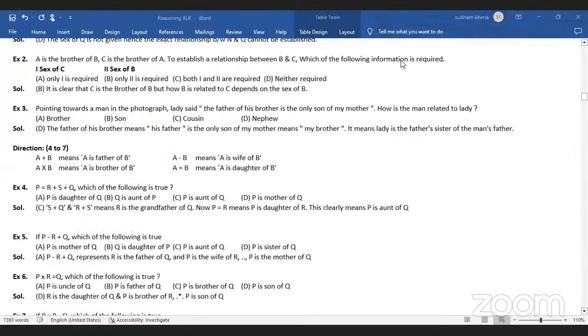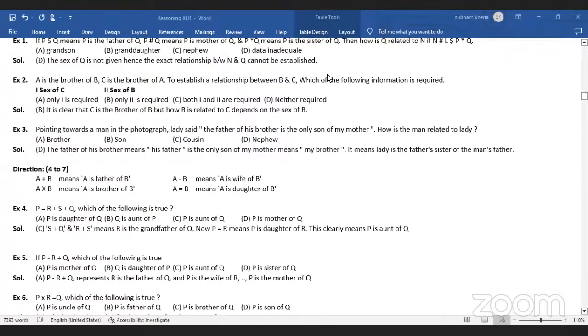Now solve question number 6. Quickly, question number 6. 1 minute, quickly.